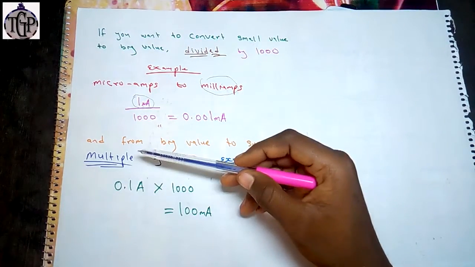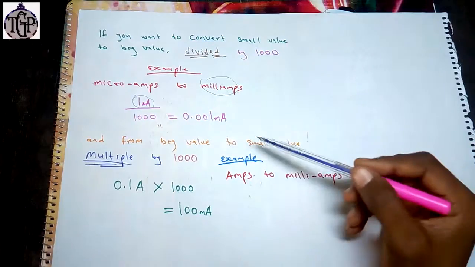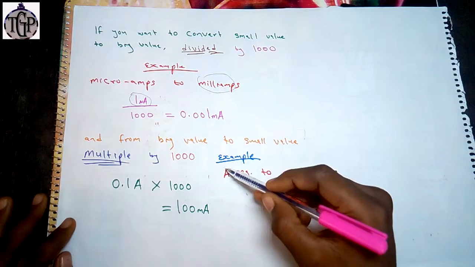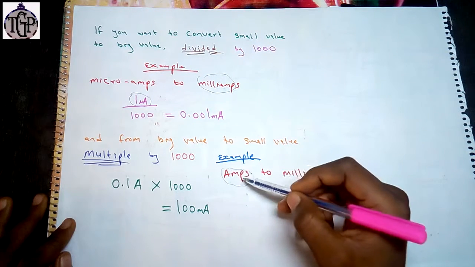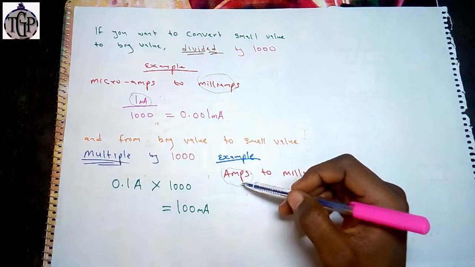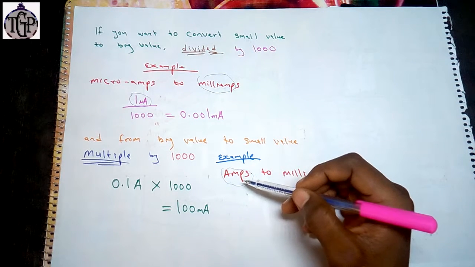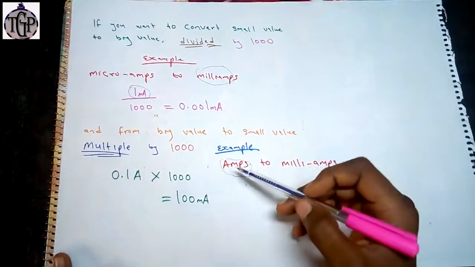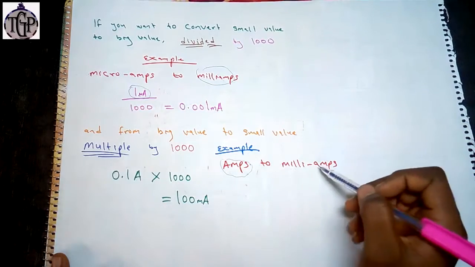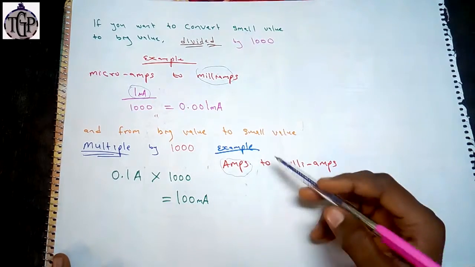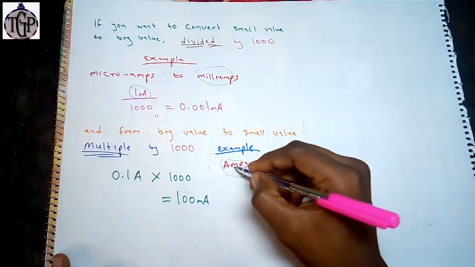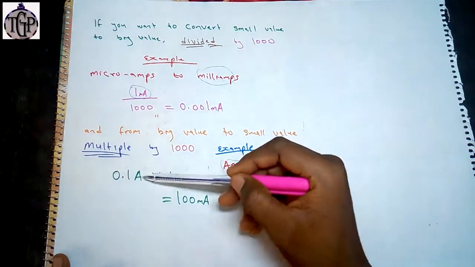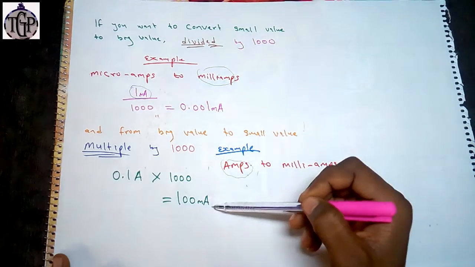And if you want to convert a bigger value to a smaller value, you times by 1000. So let's see this example. As you can see, amps is the highest. You have microamps, nanoamps, kiloamps, megaamps, depending on the value. But amps is the unit. And if you want to convert amps to milliamps, you have to times it by 1000. Meaning converting from bigger value to smaller value, you times by 1000. This is 0.1 amps times 1000 will give you 100 milliamps.